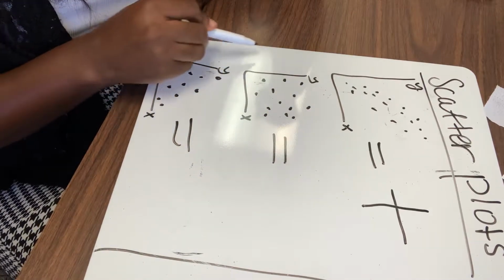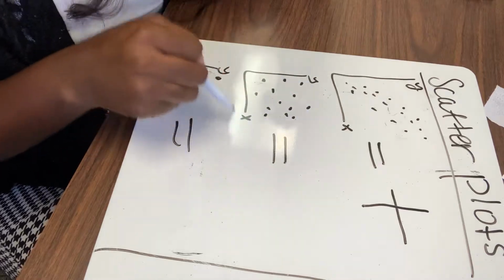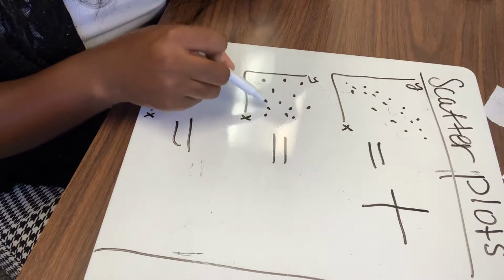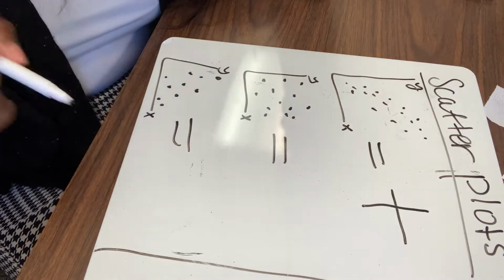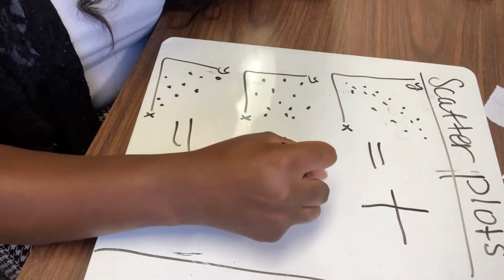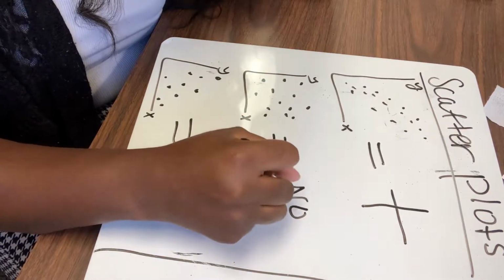Right here, we see that we have scatter plots everywhere. I mean, we have dots here, here, here. It's hard to tell if it's positive or negative. So we know that this one has no relationship.